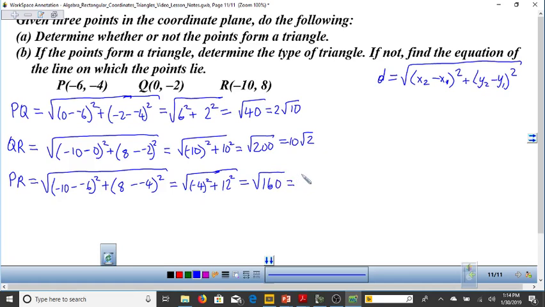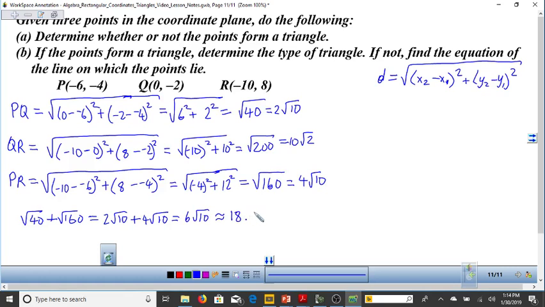Now, the two shortest sides are square root 40 and square root 160. So we're going to add those two shortest sides and see if we get the longest side. Square root 40 plus square root 160 works out to be 2 square root 10 plus 4 square root 10, which is 6 square root 10, which is approximately 18.9736.